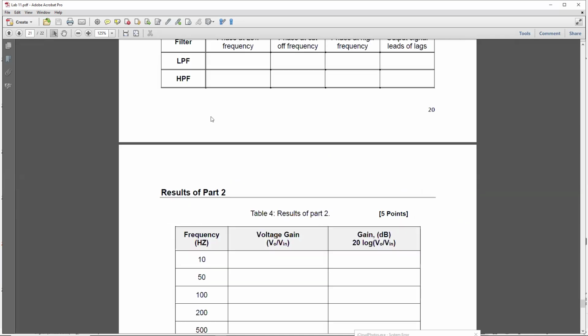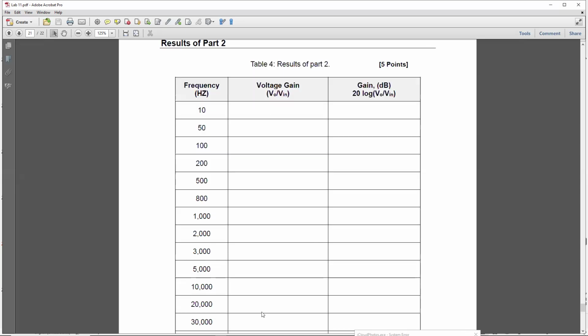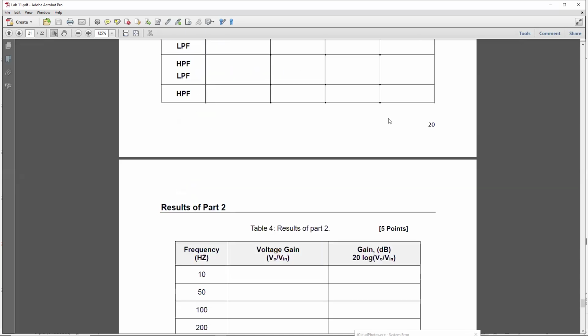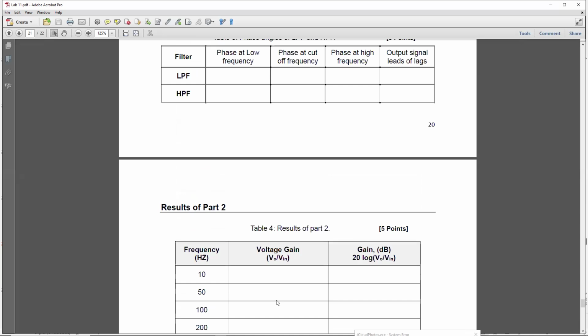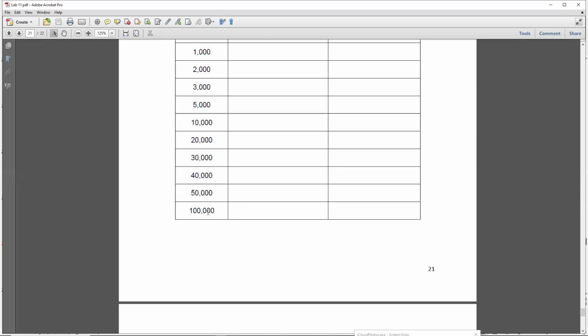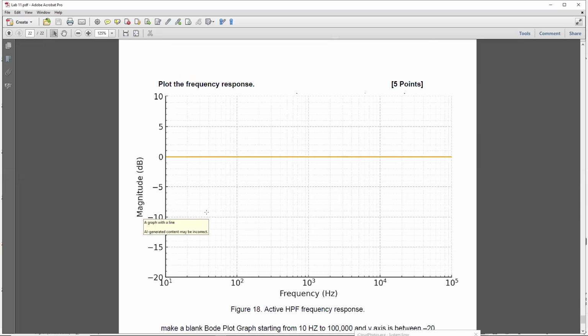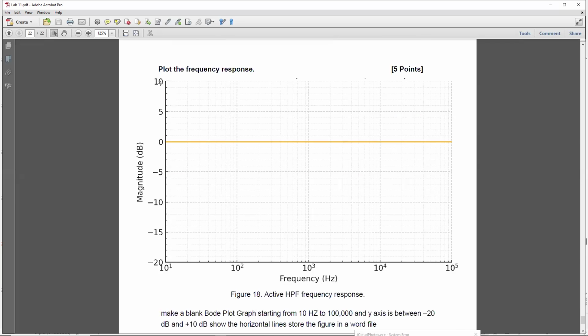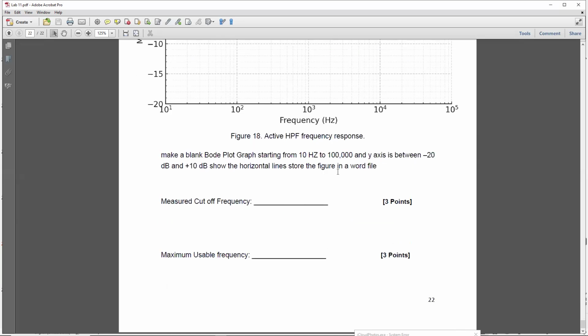Same thing for the high pass filter, okay? You have to put all values here. The phase should be here. So all you have to do is connect the circuit, change the frequency of the input, measure the output, and watch for the phase, okay? That's it. Draw it here. And again, for this one, in the case of the high pass filter, at high frequencies, it should fail. This is because of the op-amp itself.